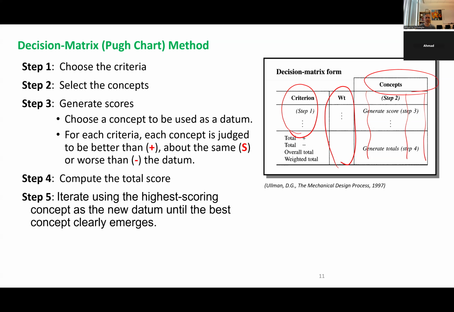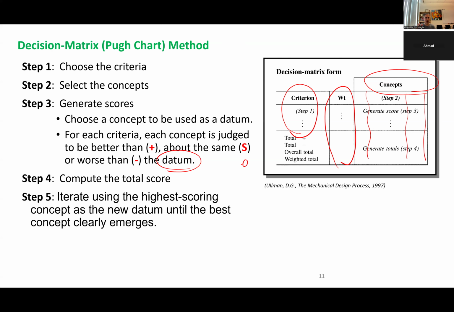You have your concepts. You choose one of the concepts as the base, which we call a datum, and you compare the other concepts to this datum. If the concept that you're comparing is better, you choose a plus sign. If it's worse than your base concept, you give it a negative. If it's the same, you just use S or 0.